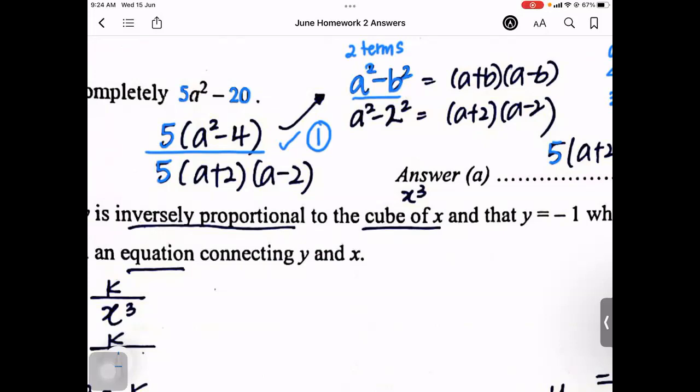Then now we observe, a squared minus 4. 4 can be written as 2 square. So it's a squared minus 2 square. So it's a plus 2, a minus 2. Remember, it's 2 different signs. 2 different signs.